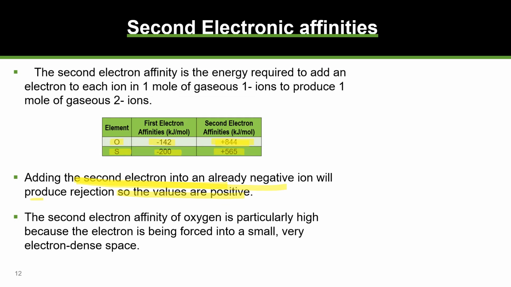In the particular case of oxygen, it occurs more or less like in fluorine. The atom is so small and the cloud of electrons is so small that it's very hard for us to put an extra electron in a very electron-dense space that the oxygen has.